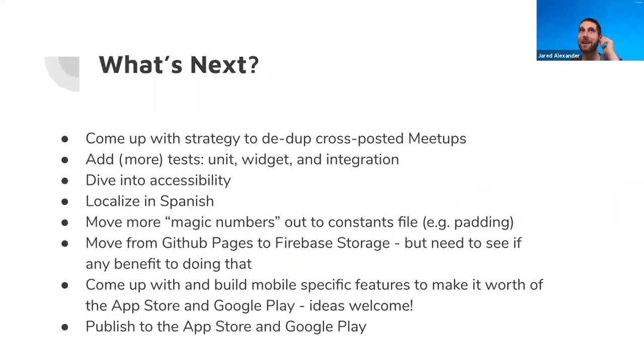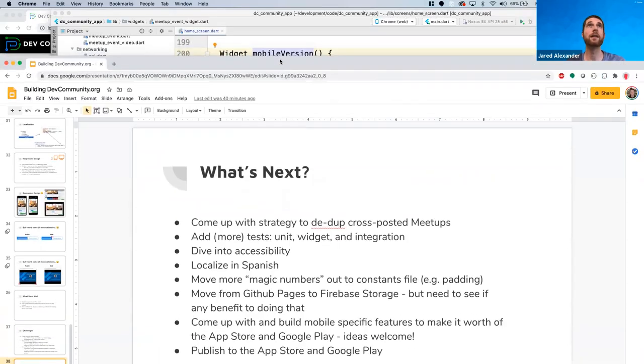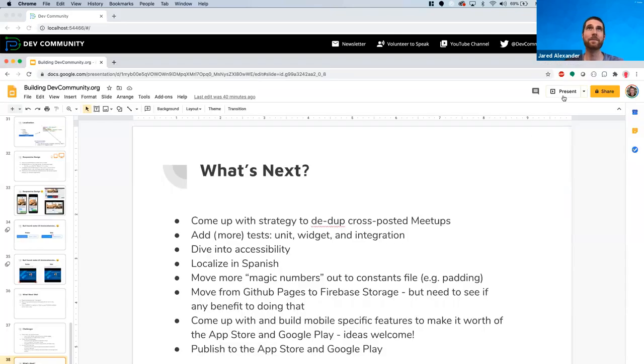So what's next? I want to come up with a strategy to dedupe meetups. If you look at the website, give me one second. You'll notice a bunch of repeat events. Our meetup organizers are trying to promote Android Summit. I think that's really great. But we definitely need some approach, we don't want all the duplication in this upcoming event list. We want to be cleaner. So I need to come up with some strategy to do that. And I don't necessarily have metadata given the meetup mechanism I'm using. I'm pulling from the meetup calendar feed for each meetup. So I need to find a solution to that.